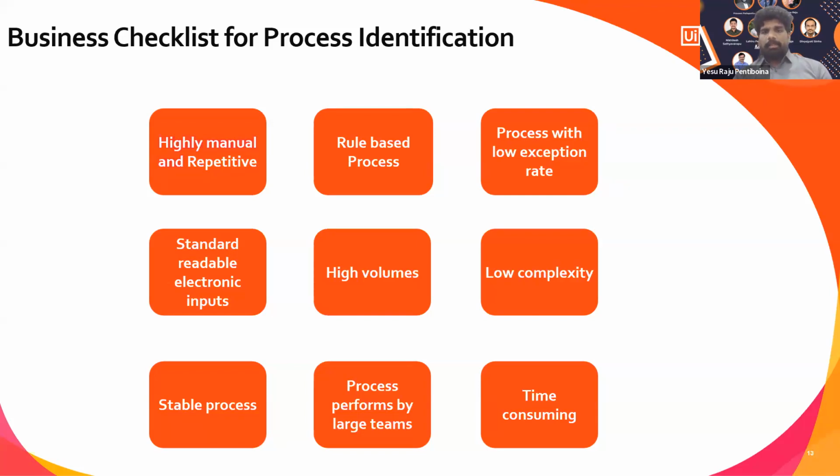And coming to the next one, pick a process performed by large teams. Why? Because imagine there is one process and in the entire organization only one person is doing it. If you automate that process, only that one person will be benefited, and no one else. You can tell them it is better to work on something else, because you are investing your effort and cost, and you are not getting any benefits out of it. So it is better to pick a process handled by a larger team. If you automate it, the entire team will be benefited.